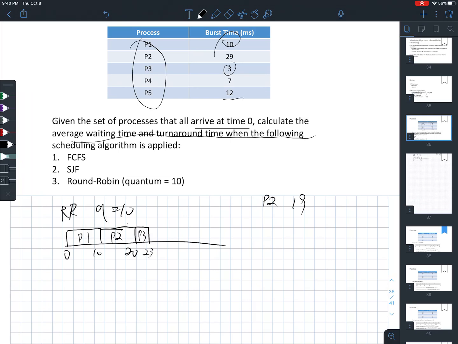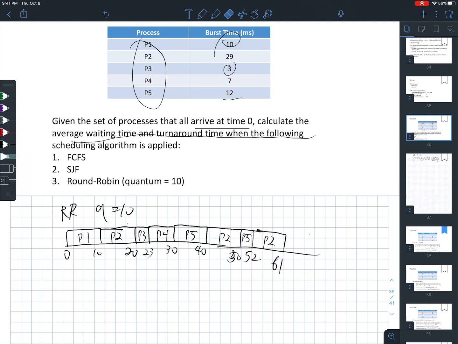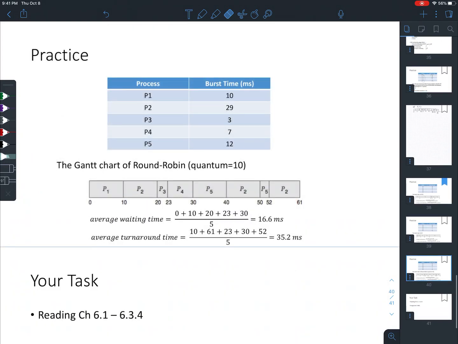And then it's P3 for 3 milliseconds. And then it is P4 for 7 milliseconds. And then at last it is P5 for 10 milliseconds. So P5 still has 2 milliseconds remaining. And then we're going to allocate the CPU to P2 for another 10 milliseconds. And then it is P5, so P2 still needs to run for 9 milliseconds, and then it is P5 for 2 milliseconds. So P5 is going to be done. At the last, we allocate the CPU to P2 for 9 milliseconds, and then P2 is done. So all the processes finish execution, and then we can calculate the average waiting time and also the average turnaround time.